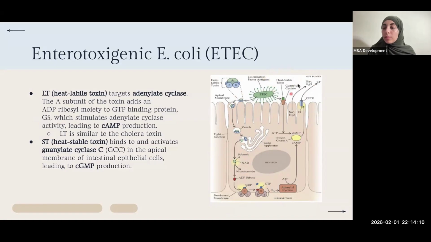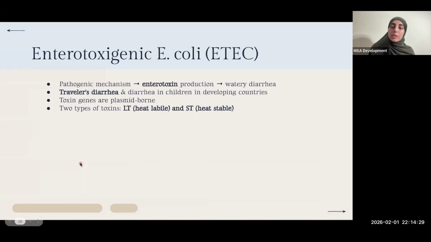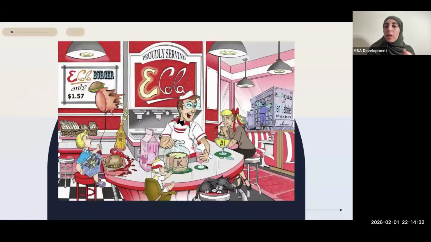On this side, we have the heat stable toxin. It will target the cyclic GMP, leading to, again, same thing, release of electrolytes into the lumen. Okay, so just remember, labile, cyclic AMP, stable, cyclic GMP. Okay, and if we correlate this back to the Sketchy that we saw, here, remember this truck, LA and SG, because heat labile is for cyclic AMP, and the heat stable is for cyclic GMP.